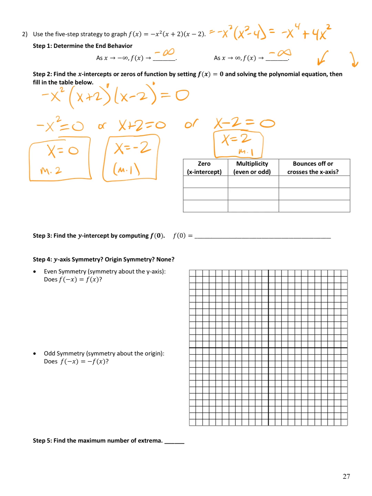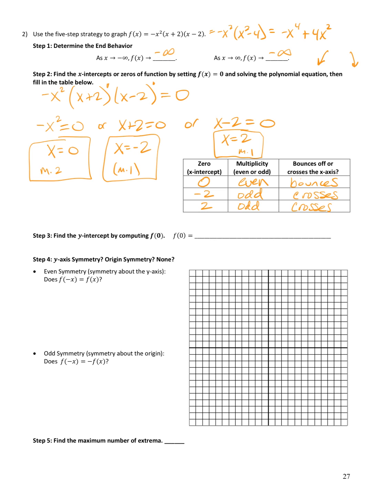So my zeros are at 0, which has a multiplicity of 2, which means it's even. And that means it bounces off the axis. And then my next 0 is negative 2 with odd multiplicity, which means it crosses the x-axis. And then x equals 2, which is, again, odd multiplicity because it's multiplicity 1, which means it crosses the x-axis.